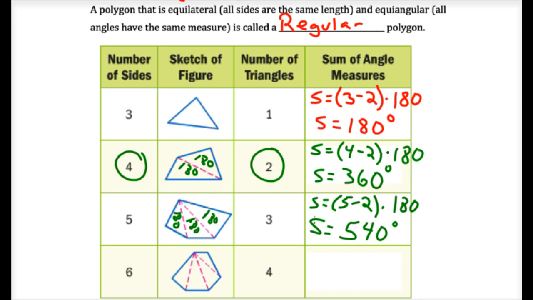What's the difference between the number of sides and the number of triangles? Minus 2. Is it always 2? Yes. 5 and 3. 6 and 4. Is the difference always 2? Yeah. That's where the minus 2 comes into play in the formula.